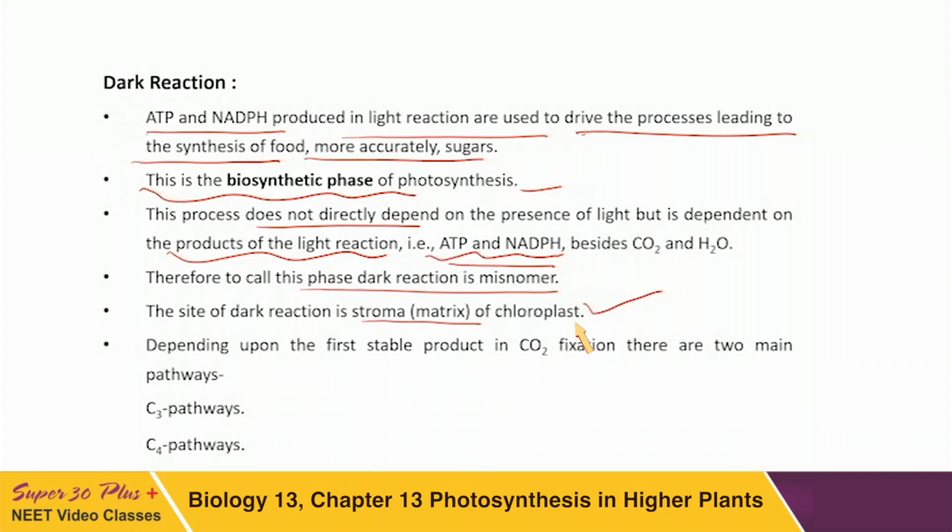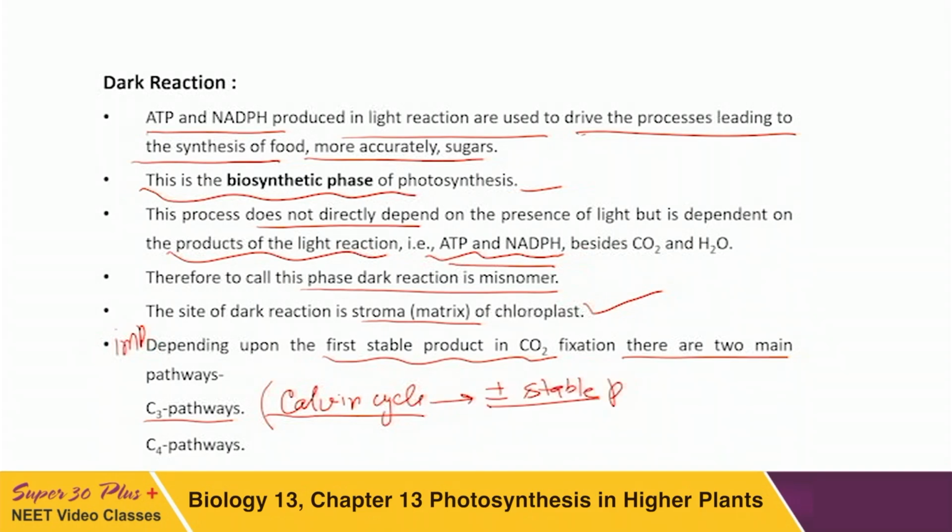Now, a very important point: in dark reaction, depending upon the first stable product of carbon dioxide fixation, there are two main pathways. One is the C3 pathway, also known as the Calvin cycle, because the details of this were traced out by Calvin and co-workers. And why is this known as C3? Because in this pathway, the stable product after CO2 fixation has 3 carbons, and that one is phosphoglyceric aldehyde.